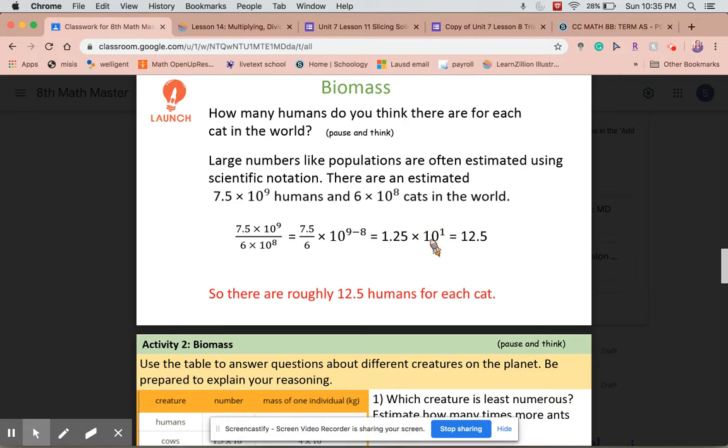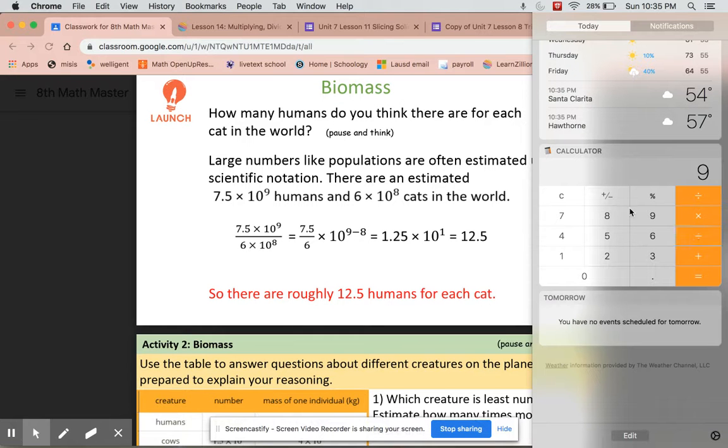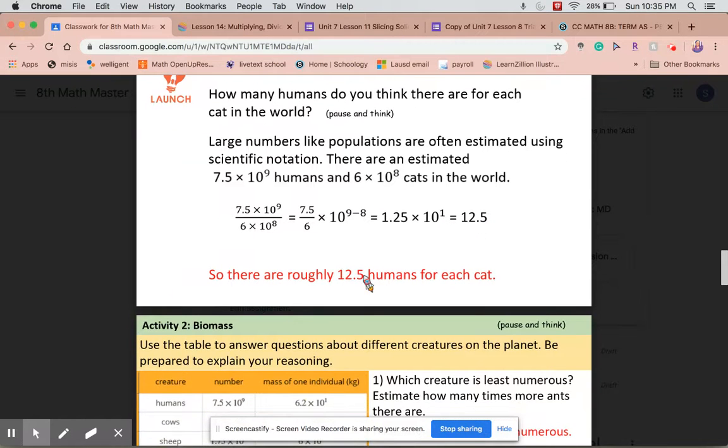So here was the answer. They divided 7.5 divided by 6. And here, I'll show my calculator. 7.5 divided by 6 equals 1.25. And then 9 minus 8 is 1. So remember, 10 to the power of 1 is just 10, right? So all you had to do was move the decimal place one time, and we'll talk about that later. So there are roughly 12.5 humans for each cat.